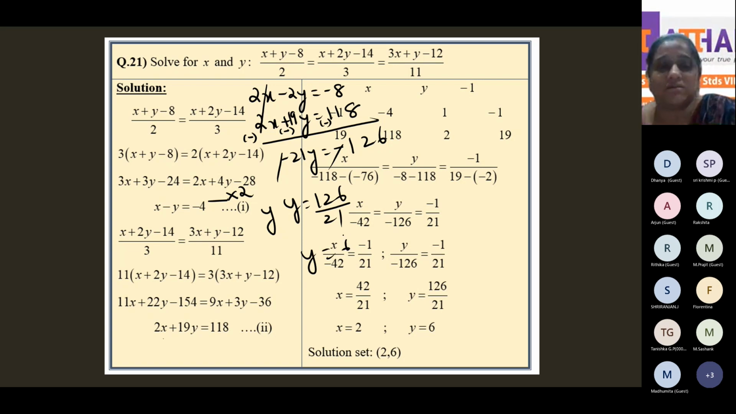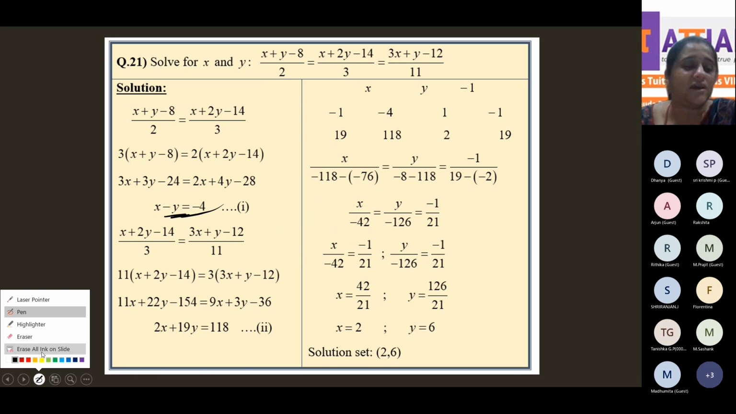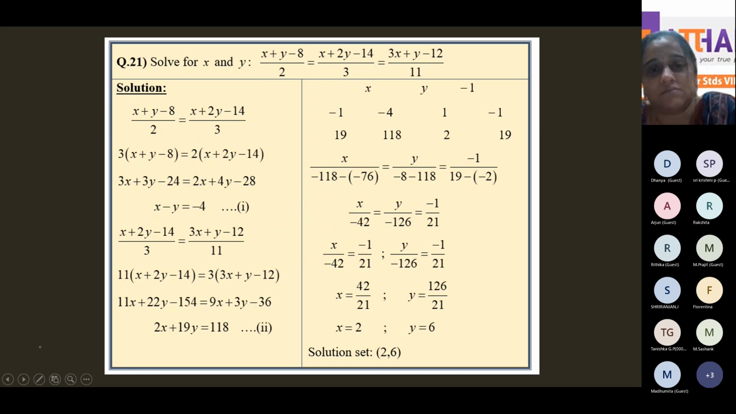So like this, you can solve the two equations by the elimination method. Find the value of y, substitute here, and get the value of x. Any questions here, children?